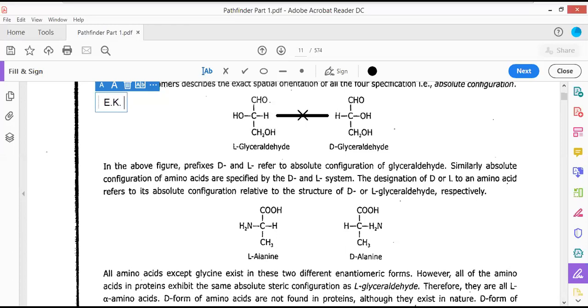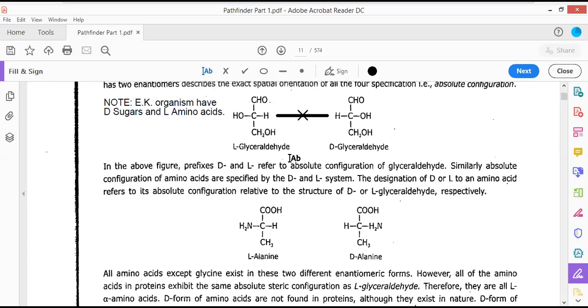Eukaryotic organisms have D sugars and L amino acids. Okay, so this is very important. You must remember this. This has been asked in several examinations here and there.